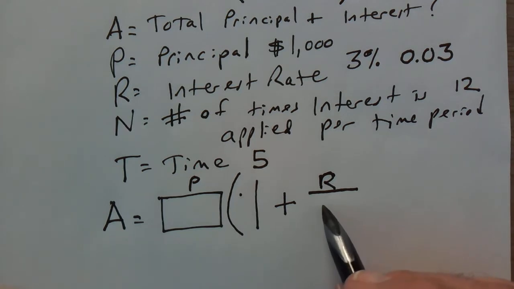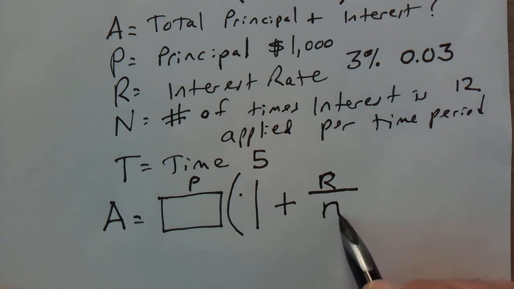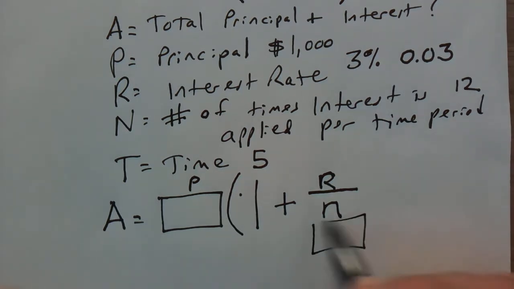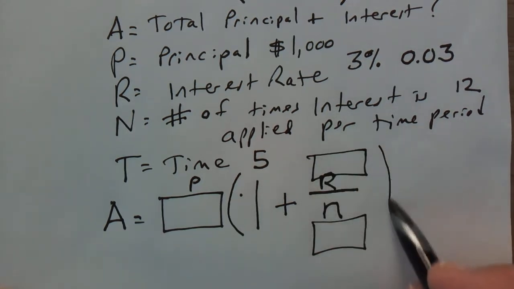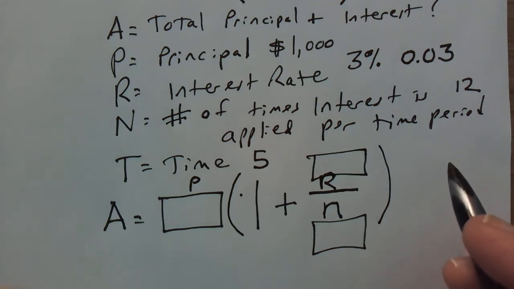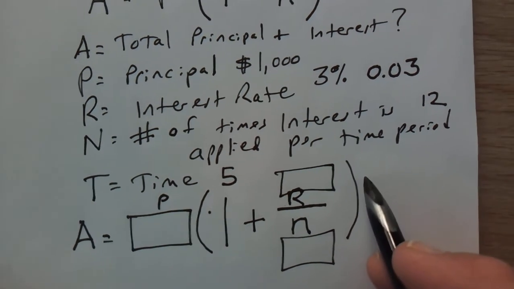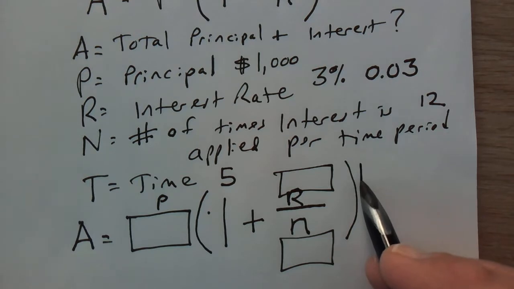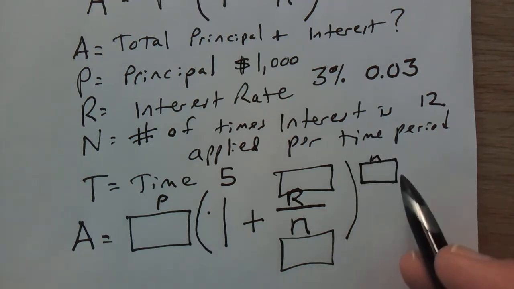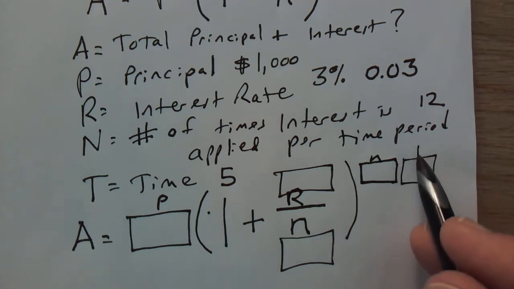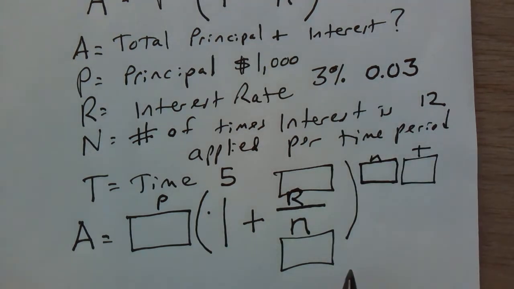N divided by N, which is the number of times that the interest is applied. And so we need a box for that, and we need a box for our R. And then I close my parentheses, and up here it's going to be raised to a power, and we have an N here, and we have a T here. So now we have boxes labeled for everything, and we're going to go and fill them in.